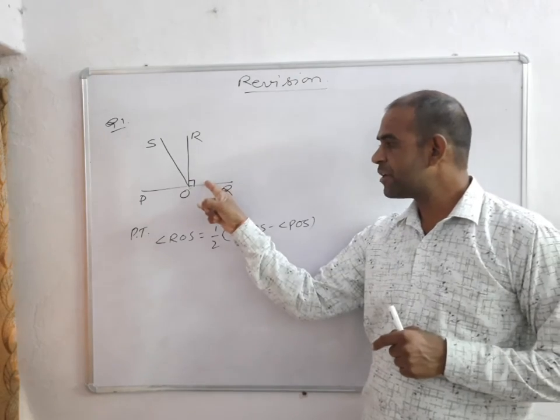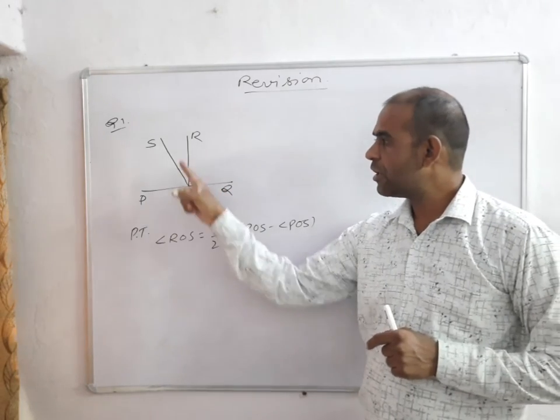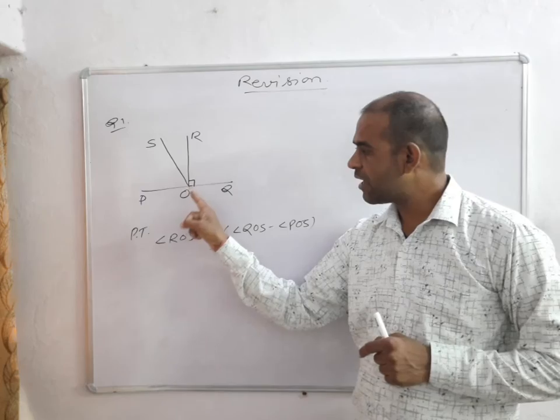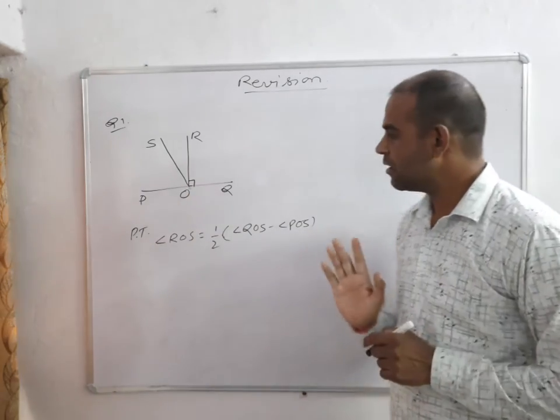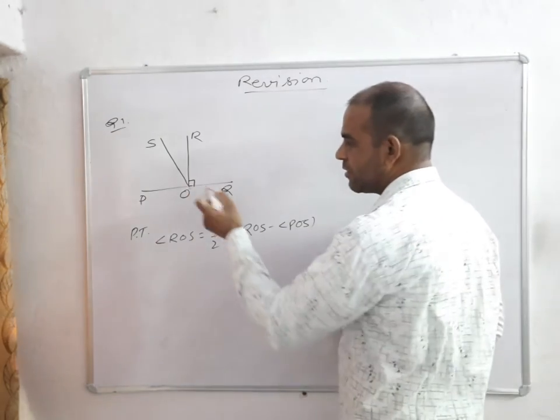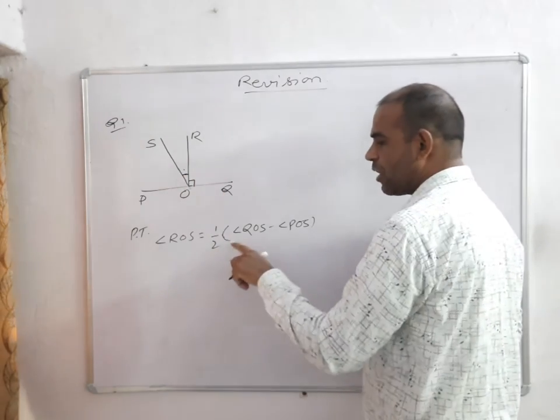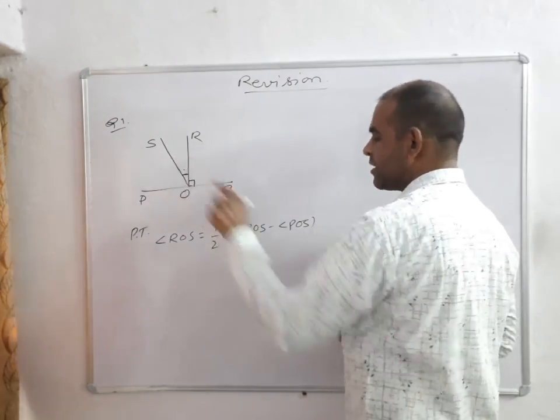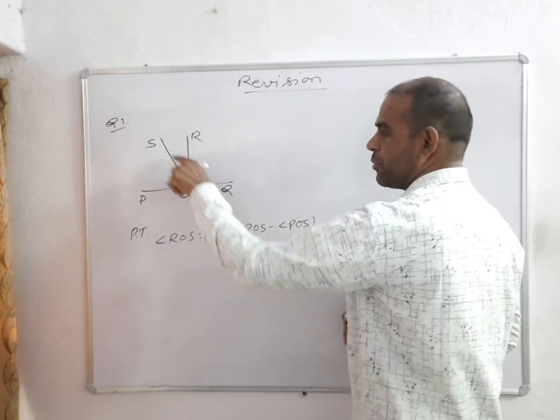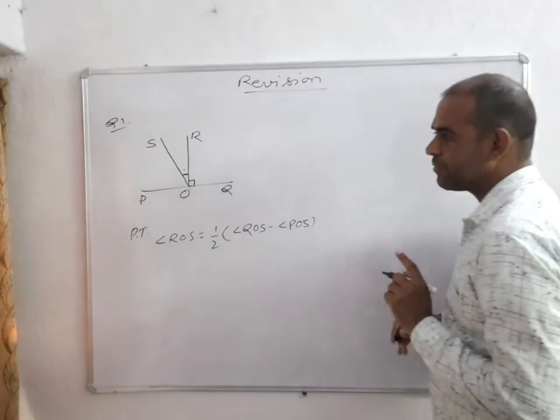and OR is perpendicular to PQ. And OS is another line between OP and OR. Then prove that angle ROS, this angle, is equal to half of the angle QOS minus POS.